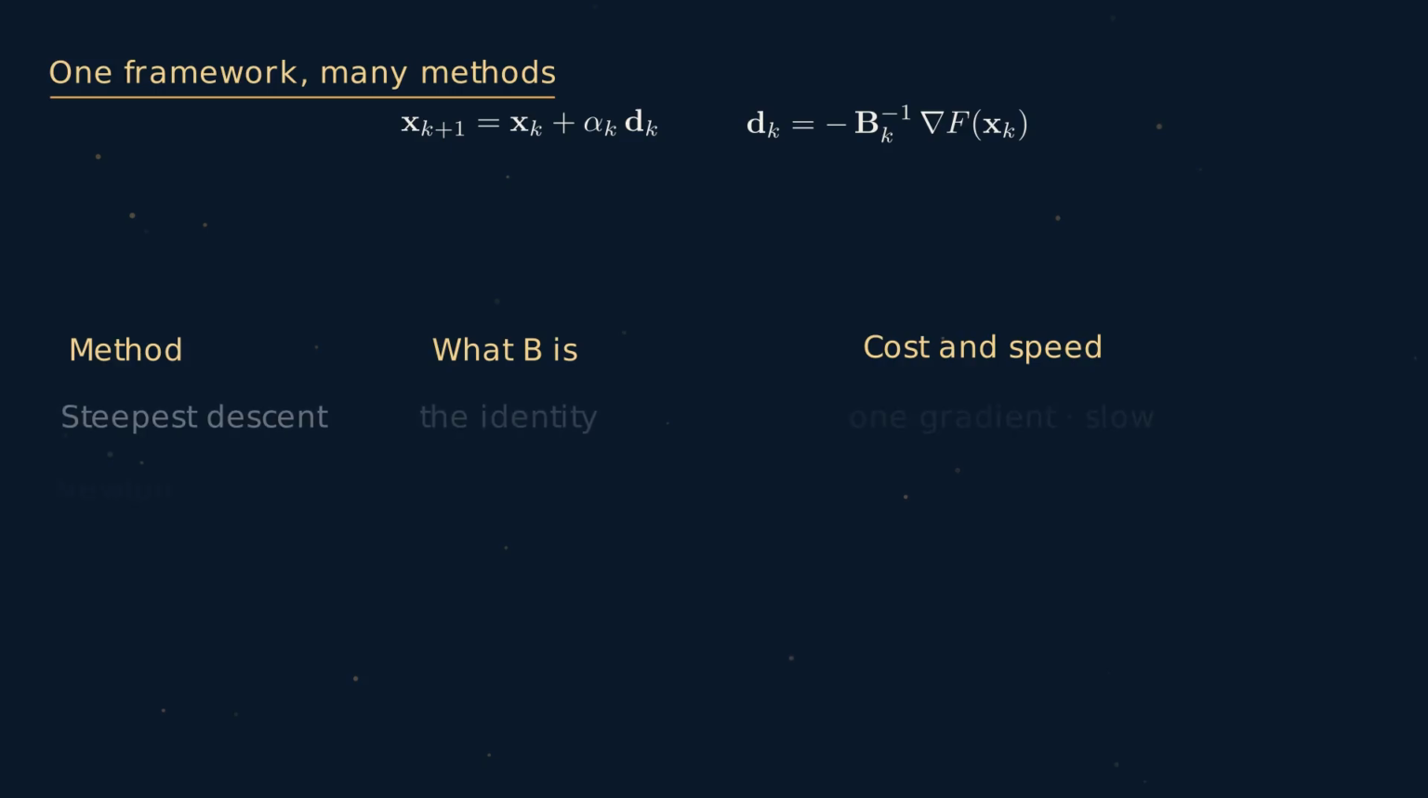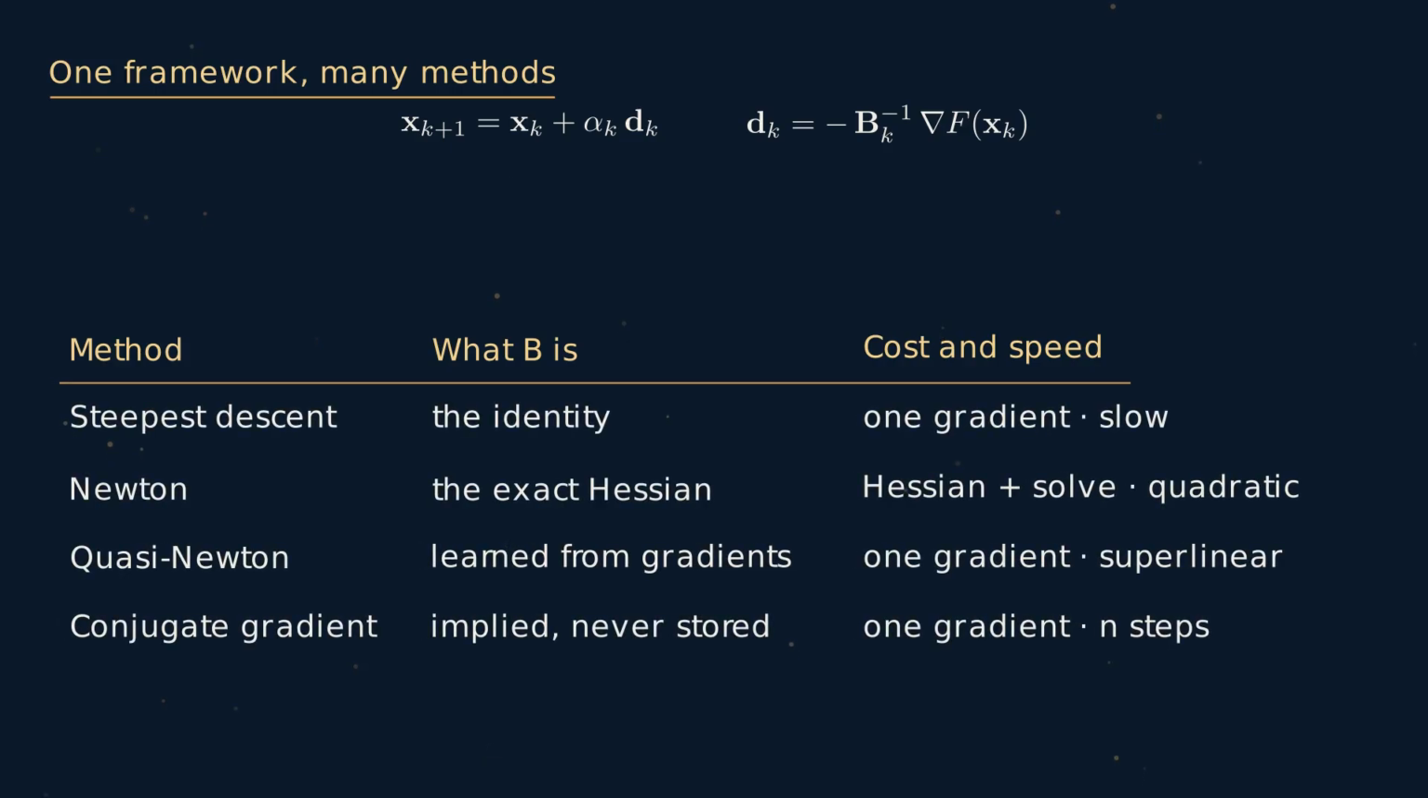4 famous methods, 4 answers to that single question. Turn the dial one way and each iteration is nearly free but nearly blind, so you need many. Turn it the other way and each one is beautifully informed but expensive. The methods in the middle are what people actually use.